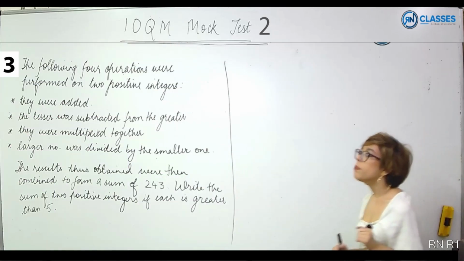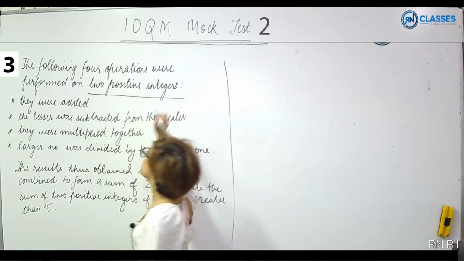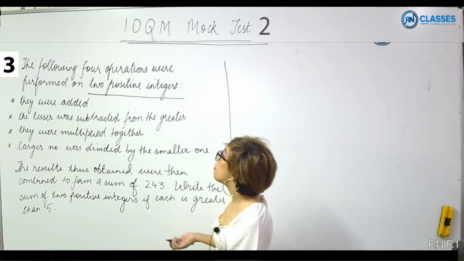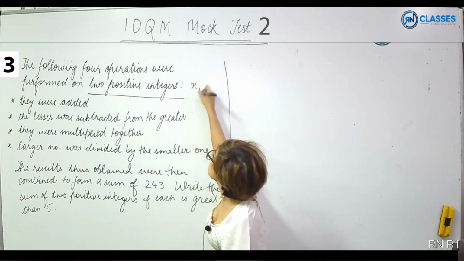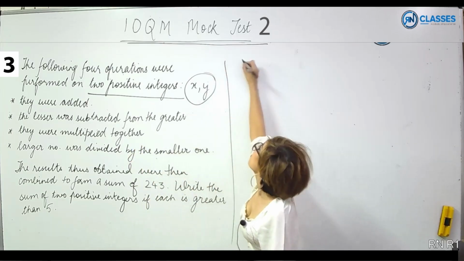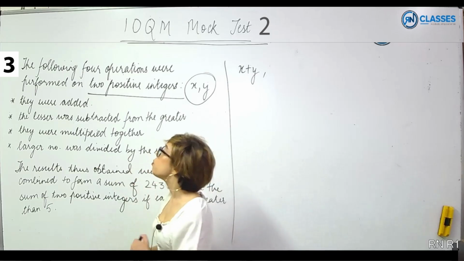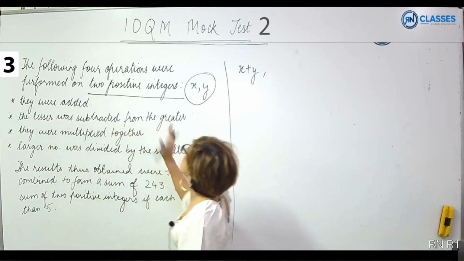Alright, on to the next one. He says the following 4 operations were performed on 2 positive integers. Right? So let me take those positive integers as x and y. Right? Now, he says they were added, so that means it becomes x plus y. Then he says the second operation was the lesser was subtracted from the greater.